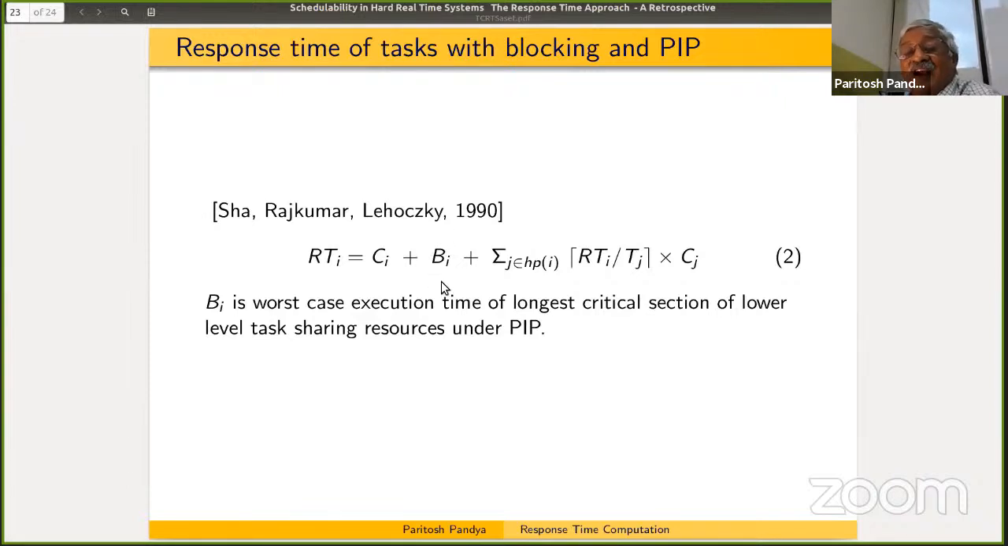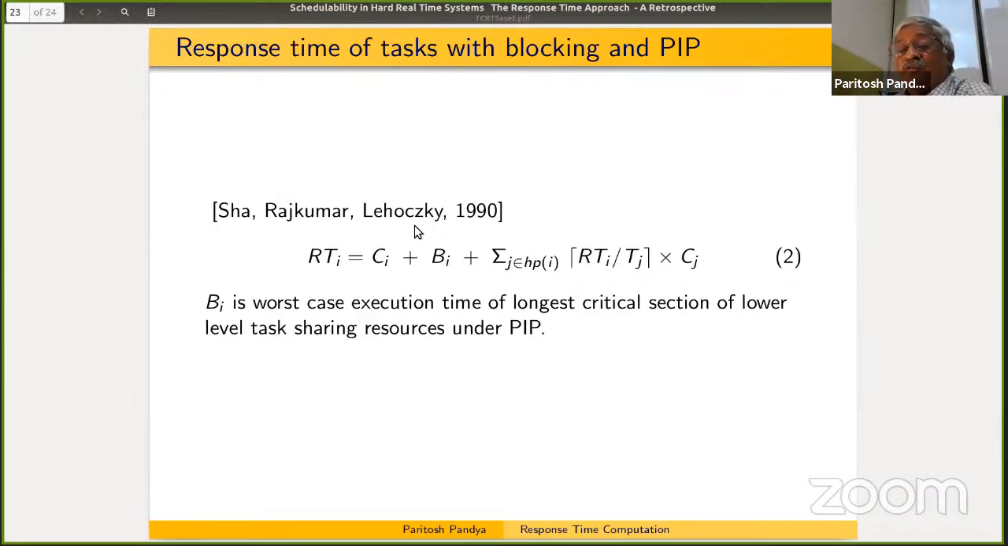And B_i is the extra time for which the i-th task can be blocked due to lower priority tasks because they are in a critical section and holding the resource. So B_i is your upper bound estimate of how long you can be blocked due to lower tasks because they are holding the resource. Now you can see that you can get blocked by a lower priority task at most once, because once it exits the critical section, it will never get scheduled before you. So you have to consider only one blocking of one lower priority task.